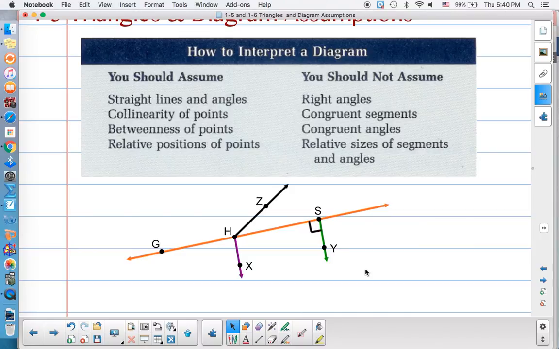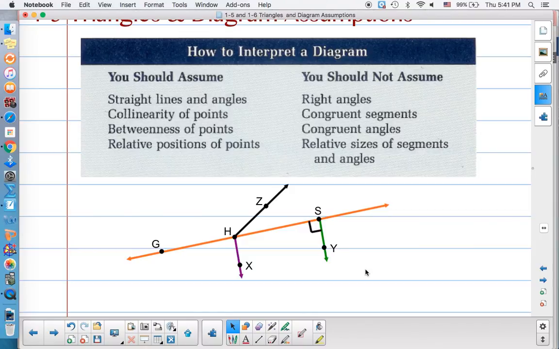Congruent segments: just because they look congruent doesn't mean they are on a diagram. They're not necessarily drawn to scale. So while it looks like the distance from point H to X would be the same as S to Y, we don't know that. We don't know that they aren't. So in other words, we don't know anything about the length of those segments, whether they are congruent or not.